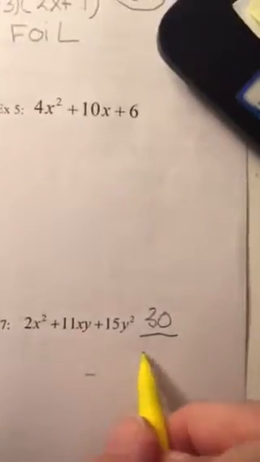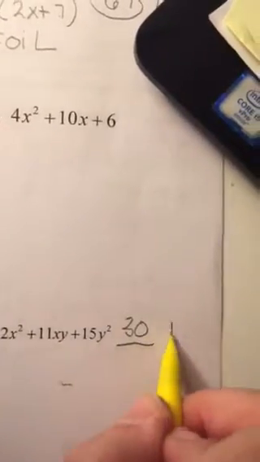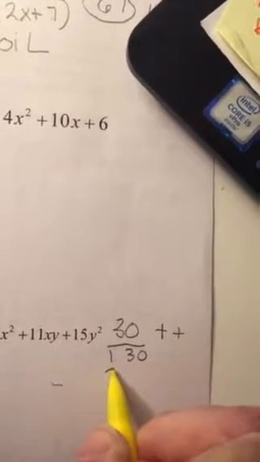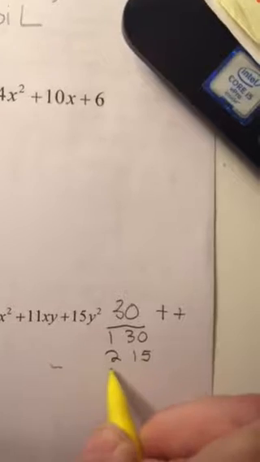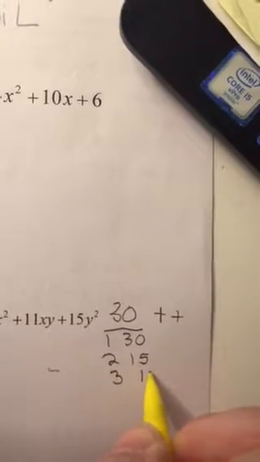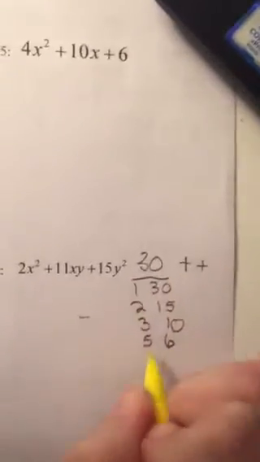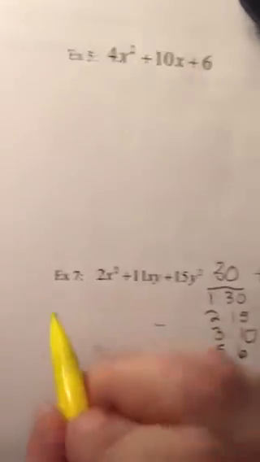So I start off with my 30, plus, sorry, forgot about that, plus, 1 and 30. And then I'm going to say, all right, 2 and 15. And then I'm going to say 3 and 10. And then I'm going to get to 5 and 6, and bingo, 5 and 6, when I add them, I'm going to get an 11.